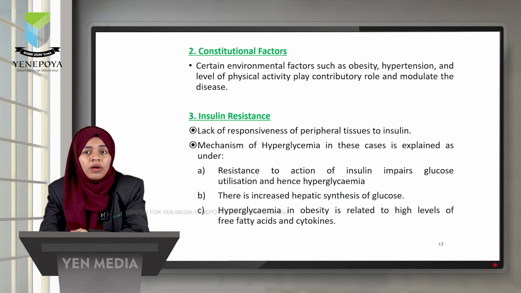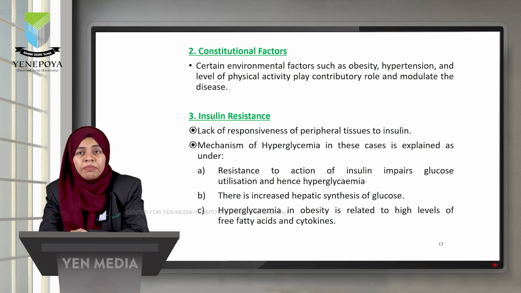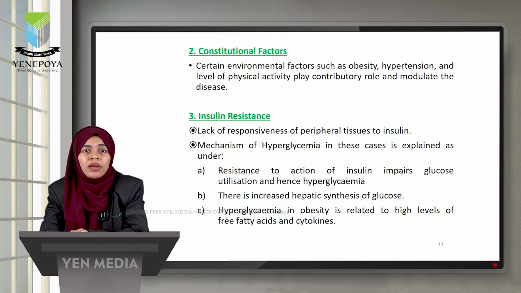One more reason for type 2 diabetes mellitus is insulin resistance, which is a lack of responsiveness of peripheral tissue to the produced insulin. The mechanism of hyperglycemia in these cases is as follows. Resistance to the action of insulin impairs glucose utilization and hence leads to hyperglycemia. There is increased hepatic synthesis of glucose, and the hyperglycemia in obesity is related to a high level of free fatty acids.